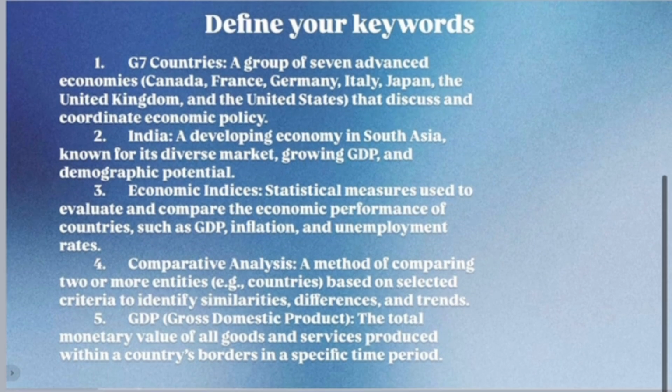Define your keyword. G7 countries, a group of 7 advanced economies: Canada, France, Germany, Italy, Japan, the United Kingdom, and the United States that discuss and coordinate economic policy. India, a developing economy in South Asia known for its diverse market, growing GDP, and demographic potential.